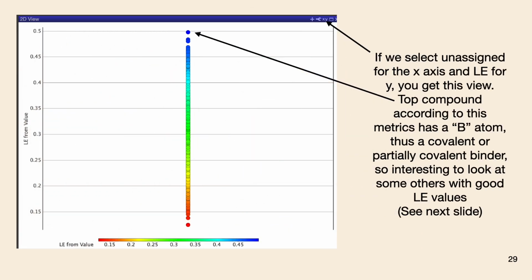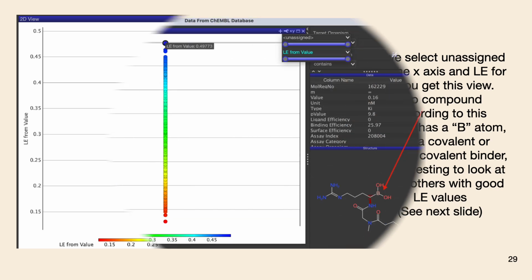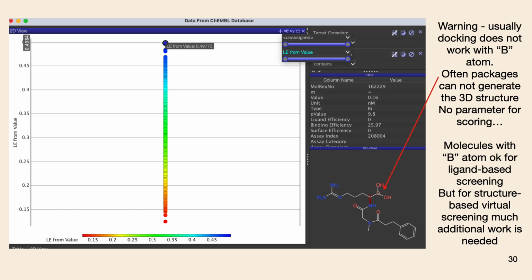We can modify the plot if we click on the XY icon and select unassigned to the x-axis and ligand efficiency for the y-axis. The top compound by ligand efficiency contains a boron atom, which likely forms a reversible covalent interaction with the target. While such molecules can be valuable for certain projects, others may require non-covalent binders, making it worthwhile to examine other compounds with good ligand efficiency values.